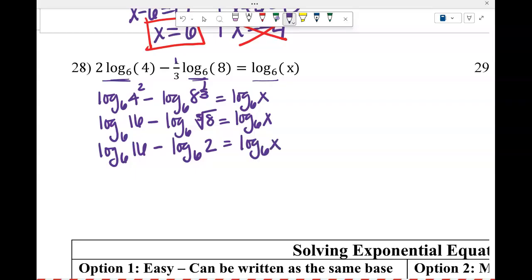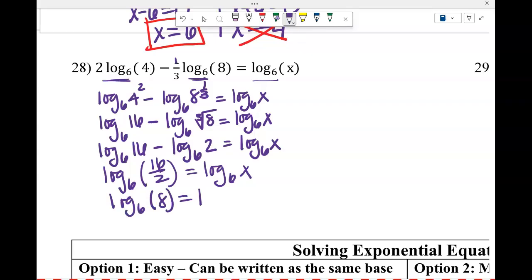Let's use the quotient rule because we have a minus. So log base 6 of 16 divided by 2 equals log base 6 of x. 16 divided by 2 is 8. So log base 6 of 8 equals log base 6 of x. Whoa, this is so nice. Guys, we have one log on the left and one log on the right. We can drop them, and then x is going to be 8. So that question looks extremely scary, but it really isn't. When we plug it back into the original, it's positive, so we can keep it. Oh, wow, that's super nice.